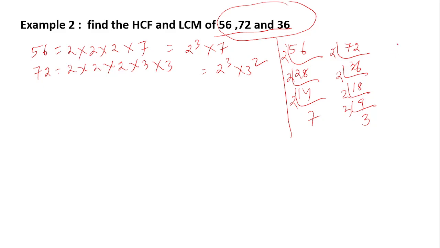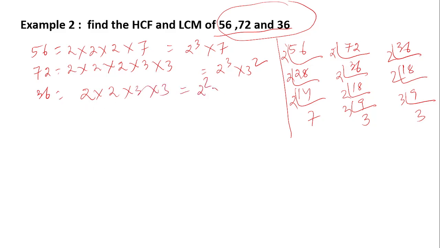Similarly, find out the prime factors of 36: 2, 18, 2, 9, 3, 3. So 36 is equal to 2 into 2 into 3 into 3. So this can be written as 2 to the power 2 into 3 to the power 2.